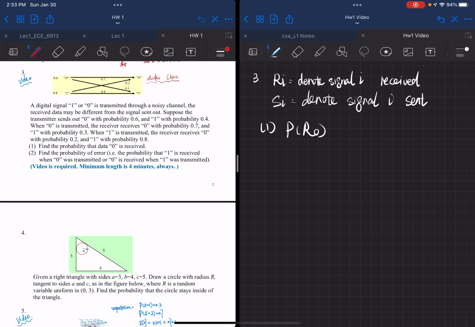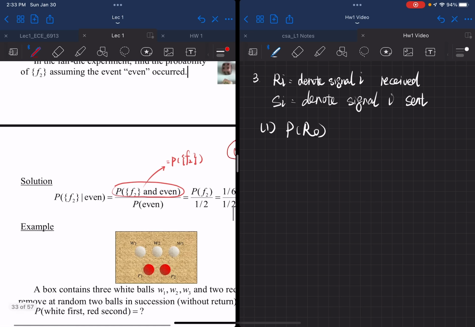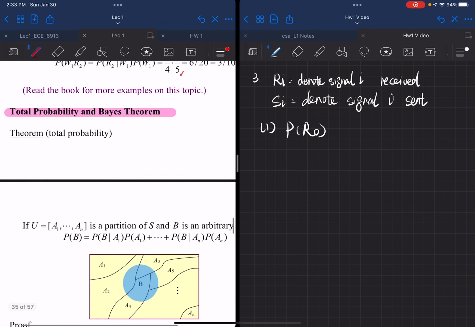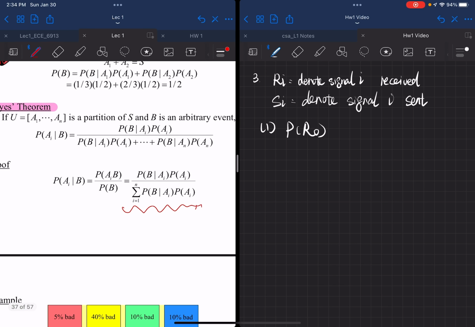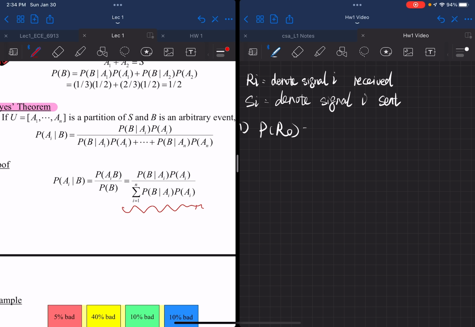We can expand this probability based on the formula here, and it is equal to the sum of the probability that signal 0 is received given that signal i is sent, times the probability that signal i is sent. And i here is ranging from 0 to 1.